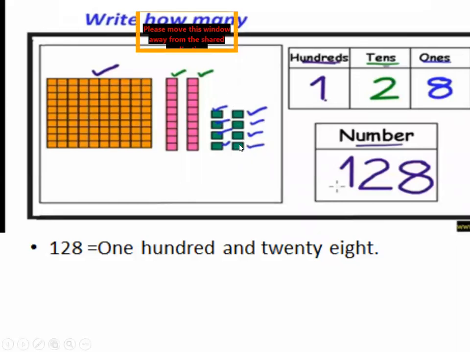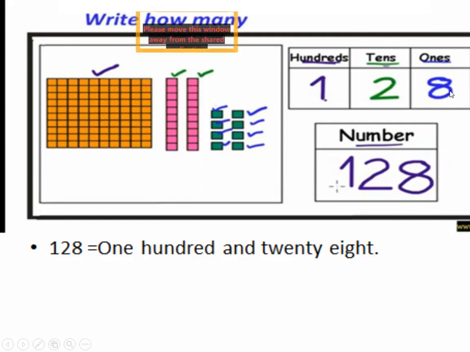So count with me: 1, 2, 3, 4, 5, 6, 7, 8. There are 8 small unit blocks, and these small unit blocks show the ones place. So we write 8 in the ones place. In a three-digit number, we have three places: hundred, tens, and ones. We start with the ones place.